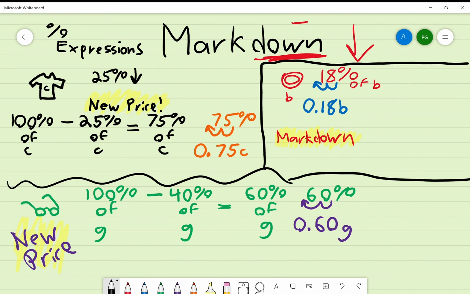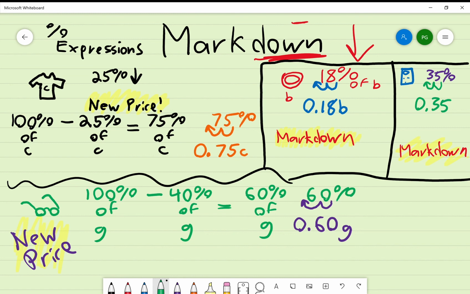Okay, let's do one more. In this case, let's say we're selling a phone. So the phone, let's assume that I want, once again, the markdown only. This phone has a markdown of 35%. So if it's a 35% markdown, I turn the percent to a decimal, 1, 2 spaces to the left, 0.35, and it's a phone, so 0.35 of the original price of P.